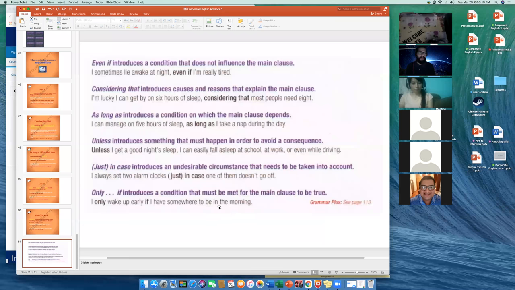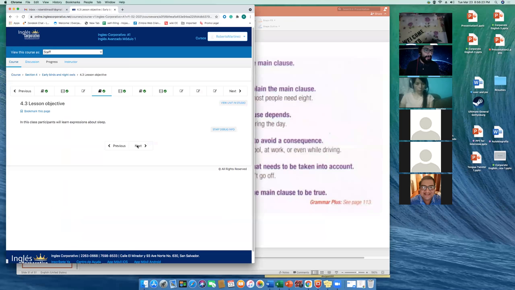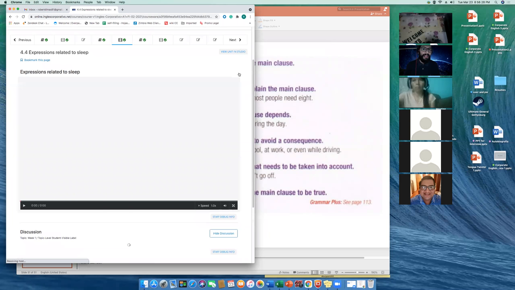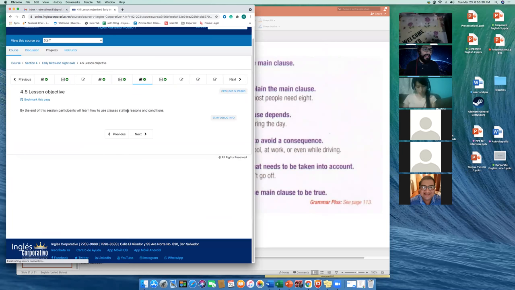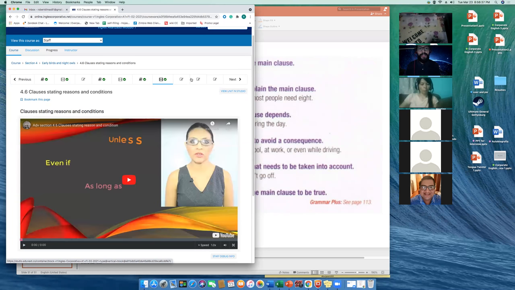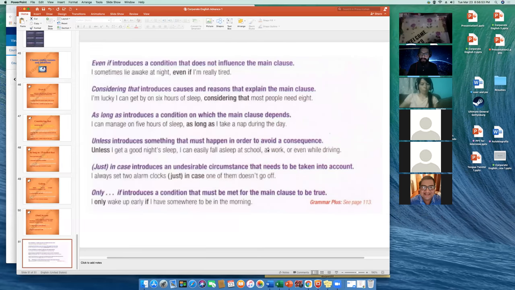Okay. All right, ladies and gentlemen, going back to the platform, these are the ones that you guys see. You see how it says expressions related to sleep. And then once you guys complete that, you go into the clauses stating the reasons and the conditions, and then you get to see the video there. And then you have three knowledge checks that are back to back, 4.7, 4.8, 4.9, and then you go into your final assessment. If you guys are able to go through your final assessment and you need help for tomorrow, please let me know and we can cover some like that.